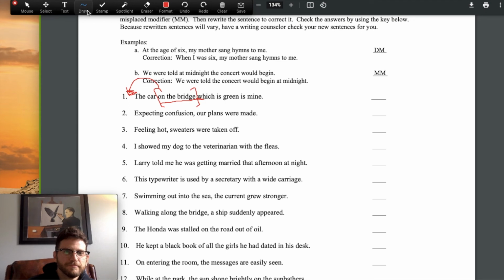Okay. So now all of our modifiers are in the right place. And what would that be? That would be an example of a misplaced modifier.